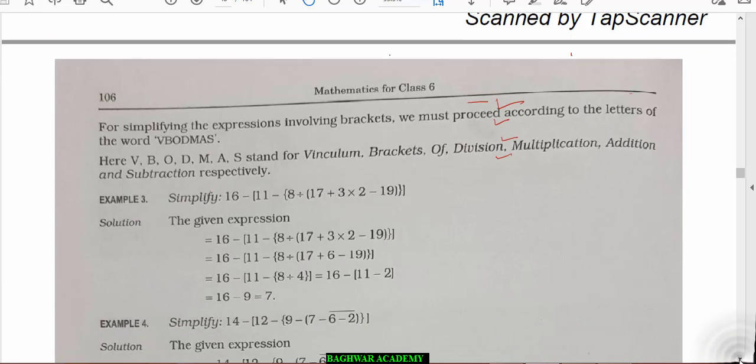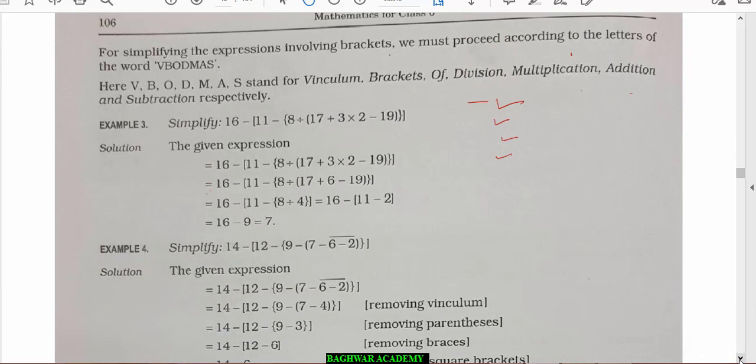Here you see, just now I was talking about this. For simplifying expressions involving brackets, we must proceed according to the letters of the word VBODMAS. Here V, B, O, D, M, A, S stand for vinculum, brackets, of, division, multiplication, addition, and subtraction respectively. Then we have one simplification. Just see example 3. Simplify 16 minus, 11 minus, in curly bracket 8 divided by, parenthesis open, 17 plus 3 into 2 minus 19, parenthesis closed, curly bracket closed, and big bracket closed.